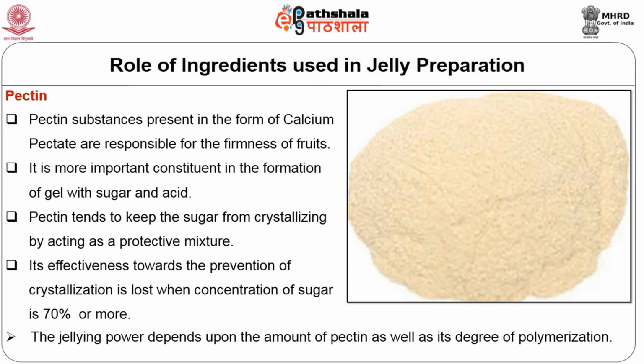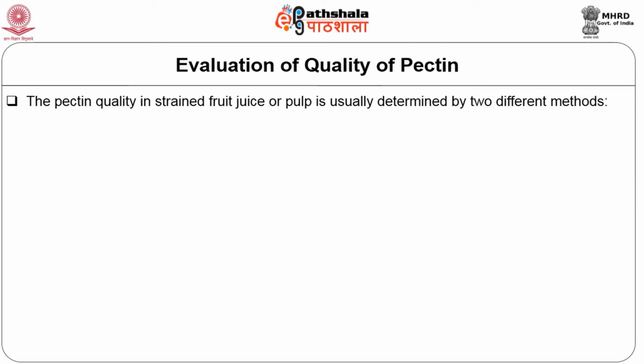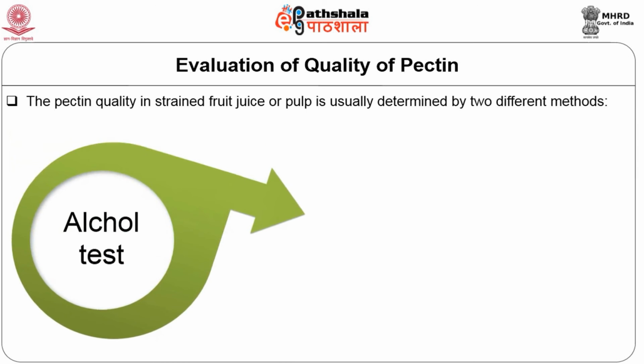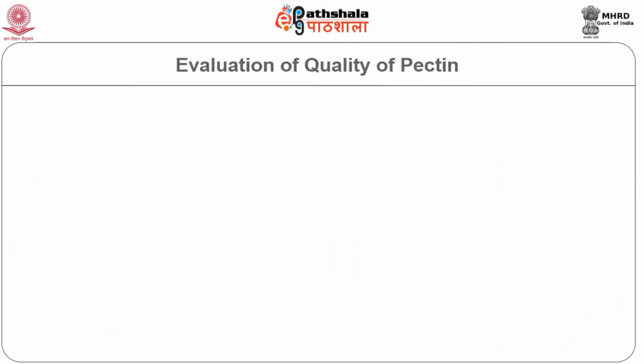We have now learnt that pectin is very important in jelly making. Let us now see how to evaluate the quality of pectin. The pectin quality in strained fruit juice or pulp is usually determined by two different methods: alcohol test or Vidya-mitra test. First, let me elaborate about the alcohol test.